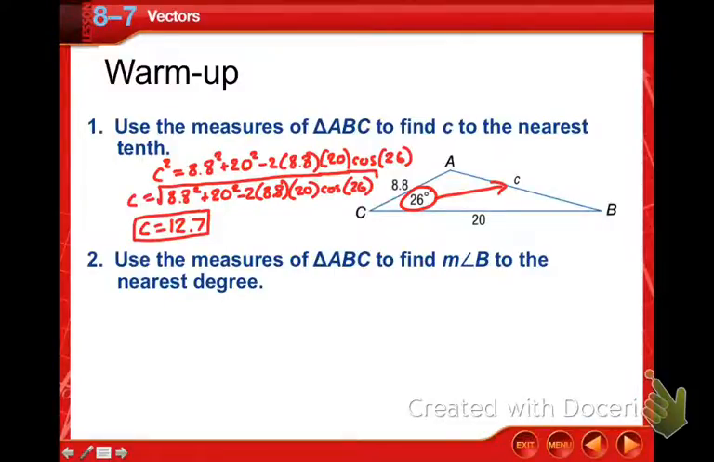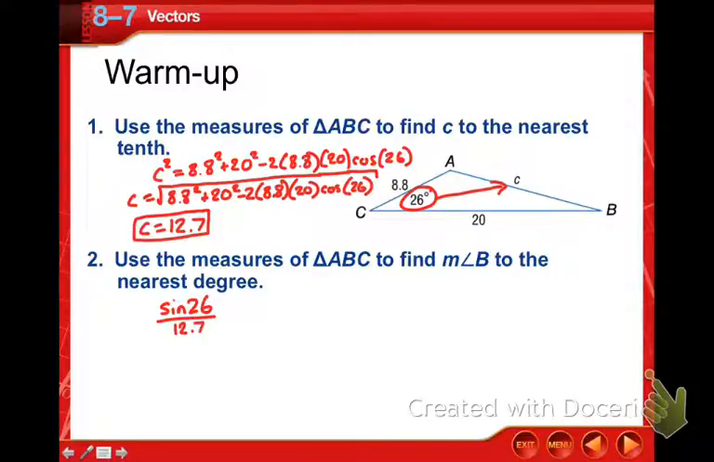For number two, we need to use the measures of triangle ABC to find the measure of angle B to the nearest degree. So same triangle we had earlier, we're still going to use it. And now we're trying to find another angle. So because we're looking for an angle now, we can use our law of sine. So sine of 26, since that's the only angle we do know, we then can use what we have from our last problem, the C we just found, so the sine of 26 over our 12.7.